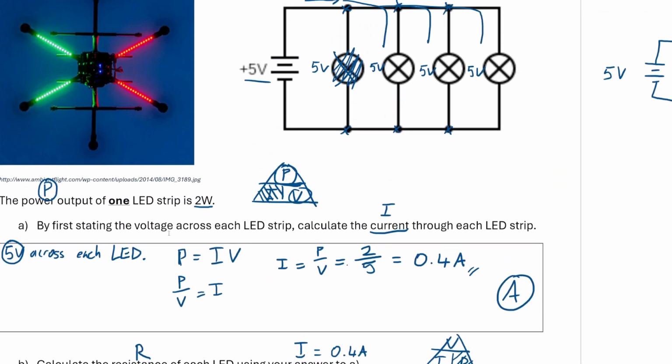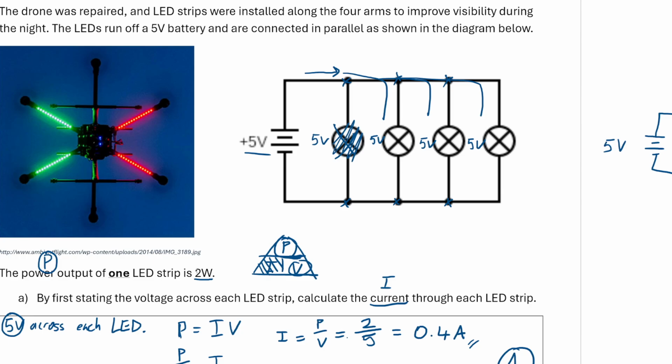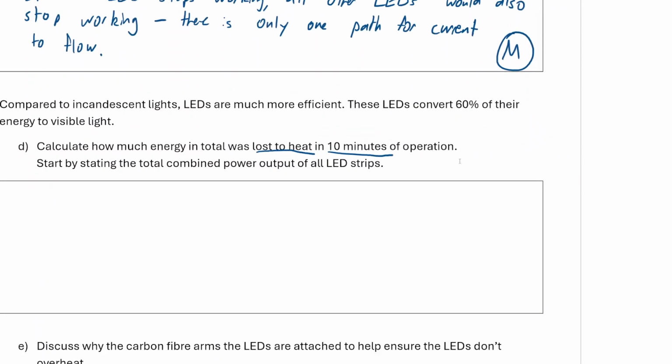Alright, so what's the power output of one LED? Right, we're told that it's 2 watts. So what's the power output of all 4? 2 times 4, so that would be 8 watts. So power total is 2 watts from one LED. There's 4 of them, giving us 8 watts. Okay. And now, if they're on for 10 minutes, what is their total energy consumption?